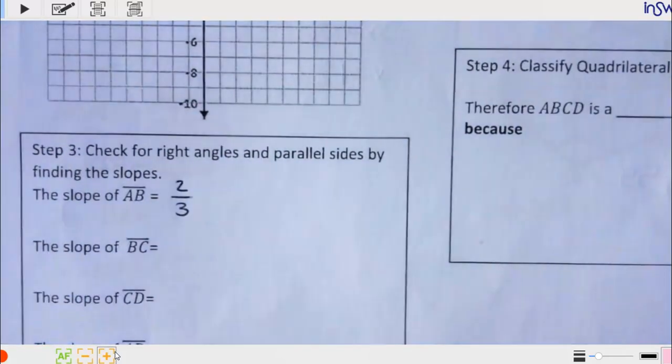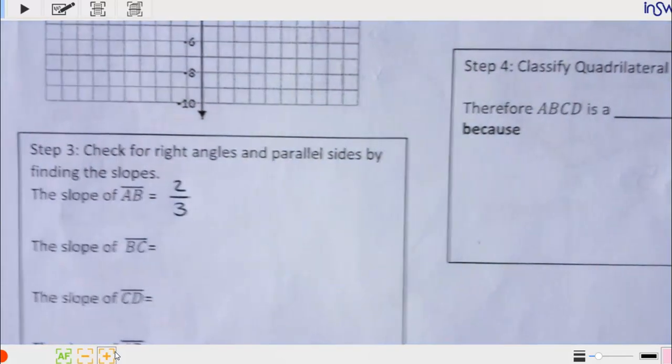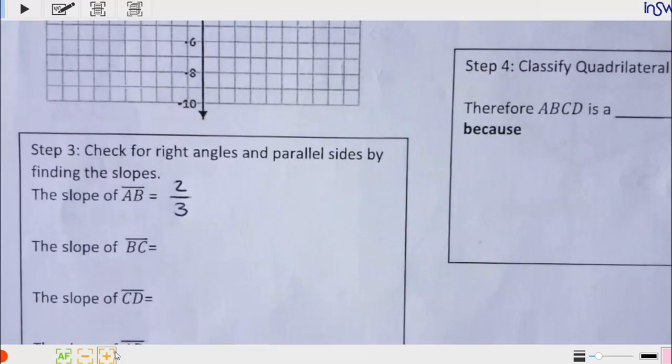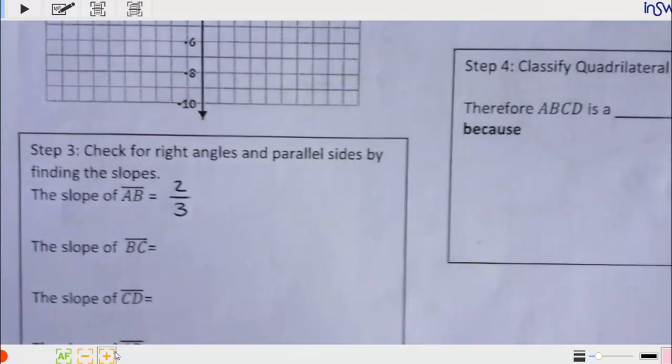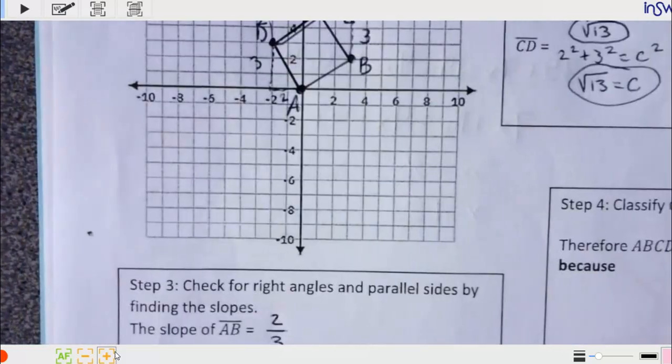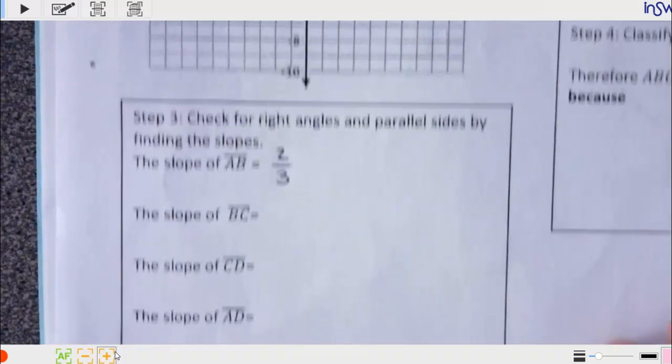Make sure you're counting the right things. You're counting the rise over the run. So the change in the Y value, the up and down, is going to go over the side-to-side change. Because if you start mixing that up, you're going to get it wrong, and it's going to be confusing. All right, so 2 over 3.